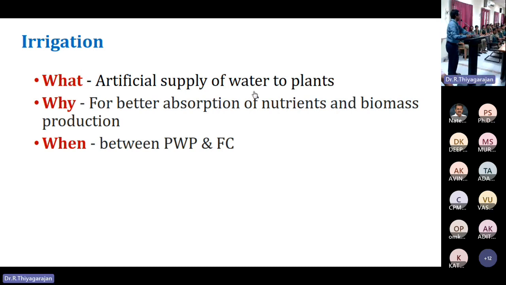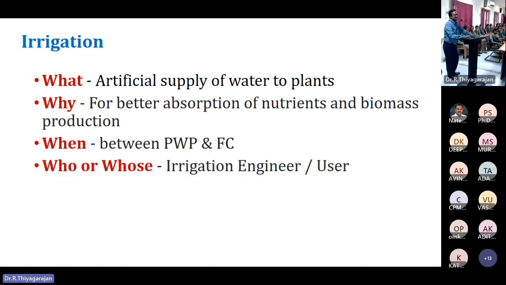The plant dies. And above field capacity also, there will be yield reduction and there will be waste of nutrients and waste of everything. So you know when. Next, please. Who will take care of it, or whose responsibility is it?